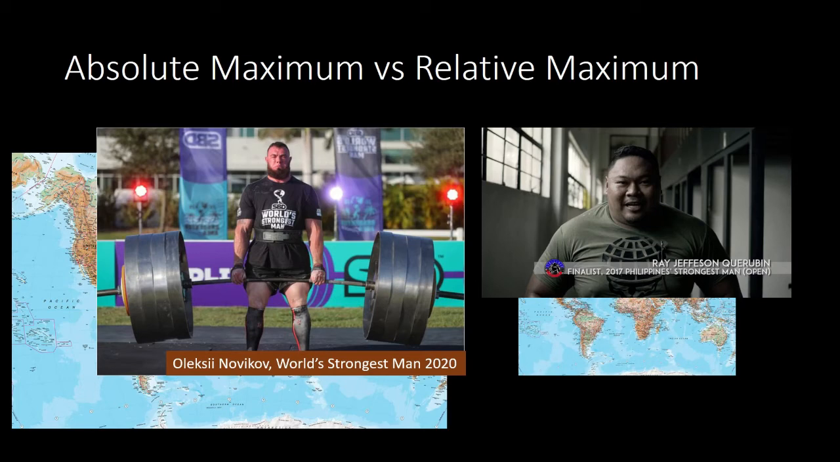Oleksii is the absolute maximum. He is the global maximum. He is the world's strongest man. But Ray is the relative maximum. He is the local maximum. He is the Philippines' strongest man. So in a small region in the world, that's why you call it relative, Ray is the maximum. But Oleksii is the absolute maximum in the world. He is the world's strongest man.